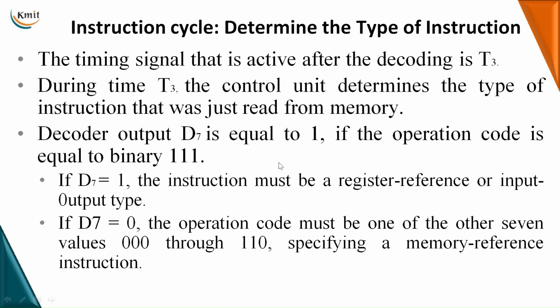So at timing signal T3, the control unit is going to determine what type of instruction it is. If the decoder output is D7, that is D7 is 1, then it can be either a register reference instruction or an input output instruction depending upon the I bit. If D7 is 0, which means the decoder output is not D7, it might be between D0 to D6. What is D0 to D6? D0 to D6 means they are memory reference instructions, right? So if the value lies between 000 and 110, which means D0 to D6, it specifies a memory reference instruction.